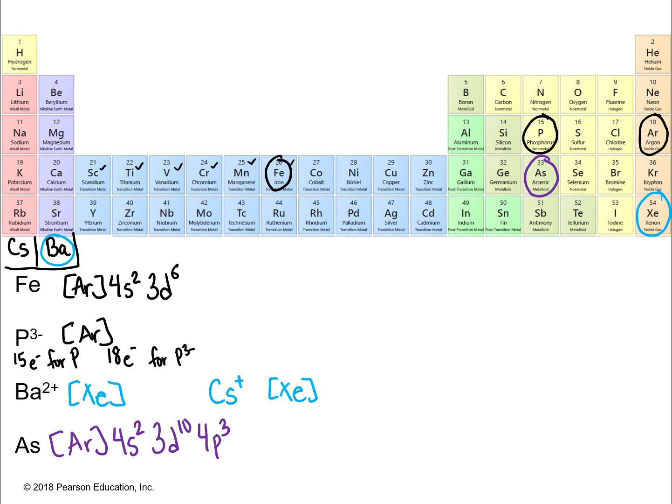So as Patrick said, for these neutral ones, you're going to have more than just the noble gas. You're going to have something else coming after it. But for the ions, you're just going to have a noble gas, and you have to figure out which one it is. So how do we feel about writing these noble gas configurations for ions and atoms?